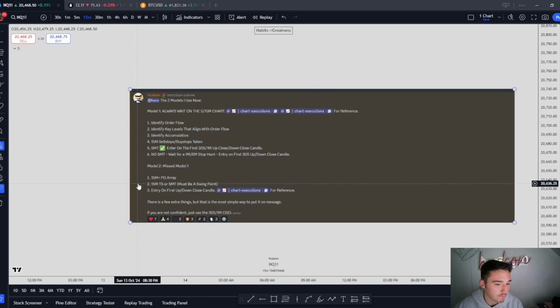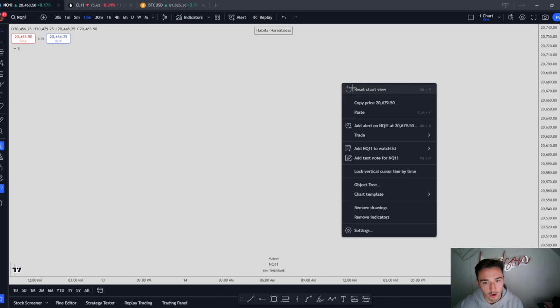15-minute PD array, 15-minute plus PD array, 15-minute turtle soup, or SMT. It has to be a swing point. If a 15-minute does not have a swing point, there's no trade. And then you enter on the first up or down close candles. So those are the two models.